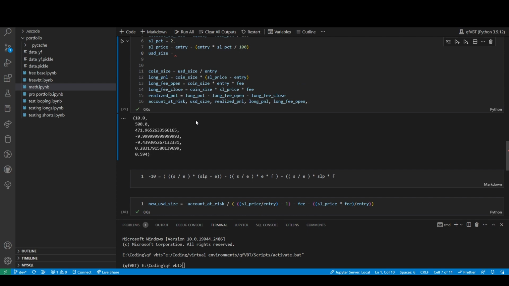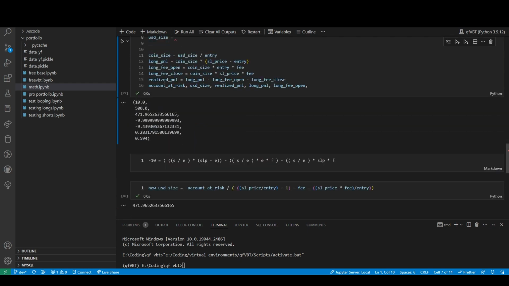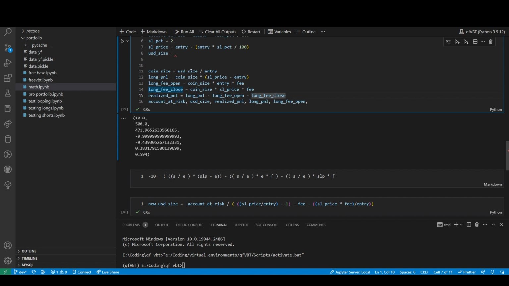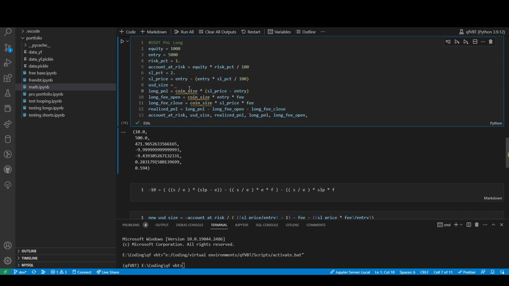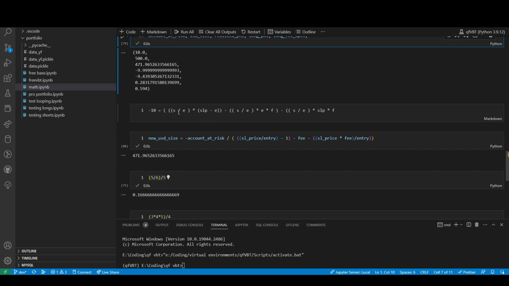And so here, to get the realized P&L, let's just take this formula minus this formula minus this formula. We don't need the coin size, since the coin size is just the USD size anyways. So here we have everything else except the size. And this is the account at risk, so this is the $10 that we are risking.